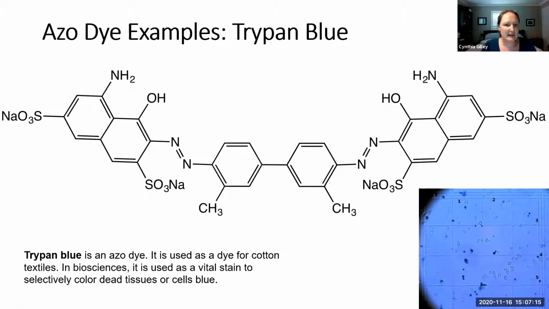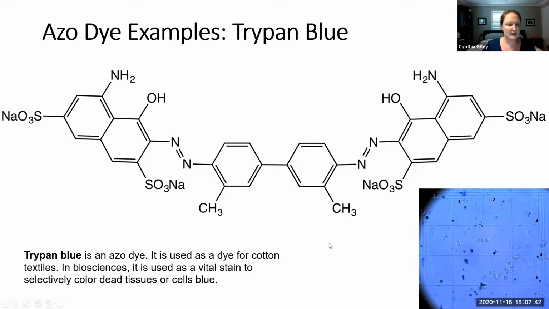Another example of an azo-dye is trypan blue. You can see here, this definitely has a very extended conjugated system. It has 2 azo linkages and 4 different deprotonated sulfonic acids. It also has amino groups and phenol groups. So it's a very interesting compound.